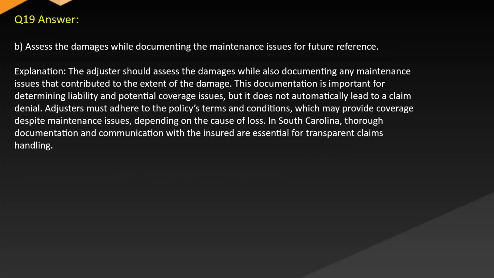Answer. B. Assess the damages while documenting the maintenance issues for future reference. Explanation. The adjuster should assess the damages while also documenting any maintenance issues that contributed to the extent of the damage. This documentation is important for determining liability and potential coverage issues, but it does not automatically lead to a claim denial. Adjusters must adhere to the policy's terms and conditions, which may provide coverage despite maintenance issues depending on the cause of loss. In South Carolina, thorough documentation and communication with the insured are essential for transparent claims handling.